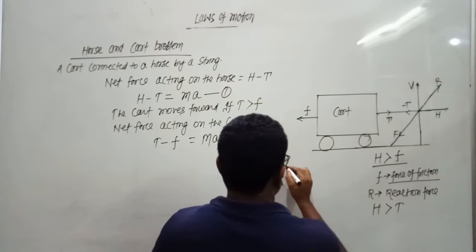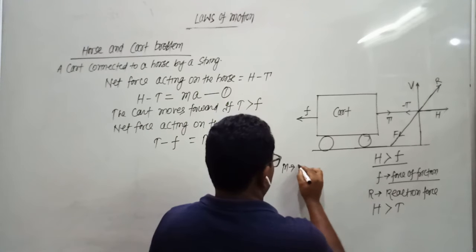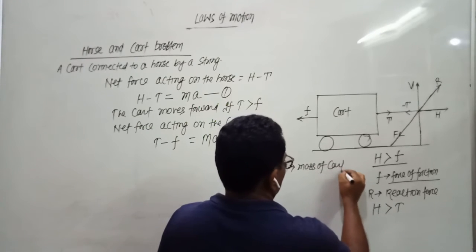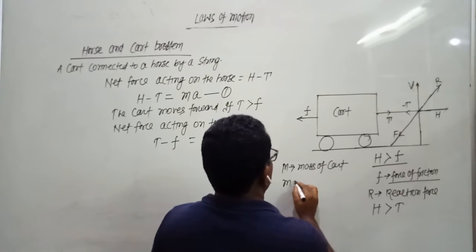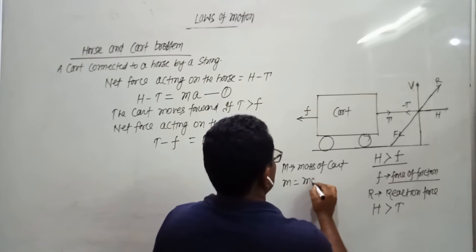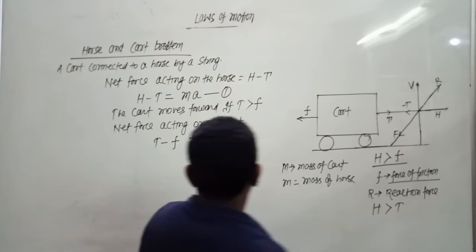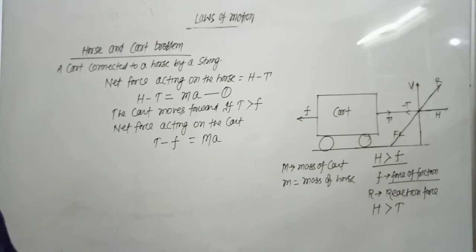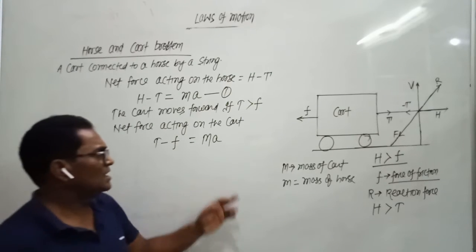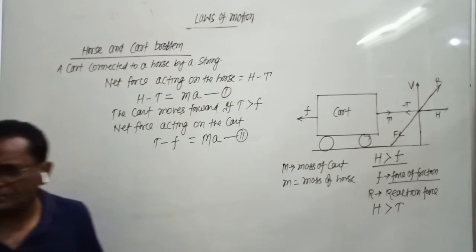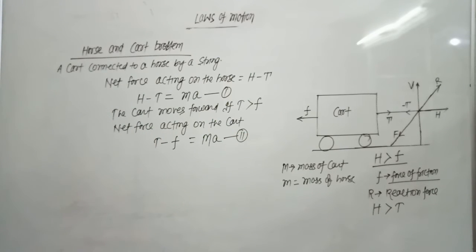Here we have supposed capital M is the mass of the cart and small m is the mass of the horse. So T minus F equals the resultant force, mass into acceleration. Acceleration for both horse and cart will remain the same. Now add equation first and second.